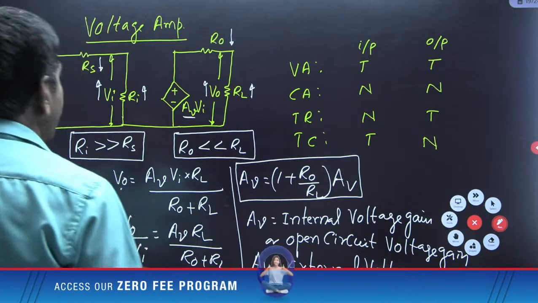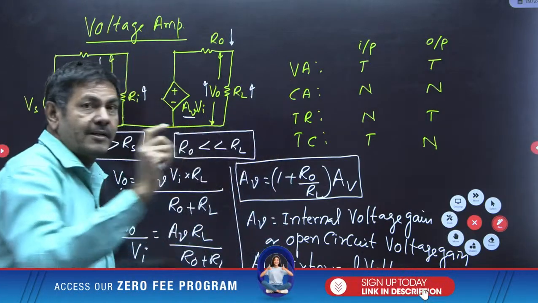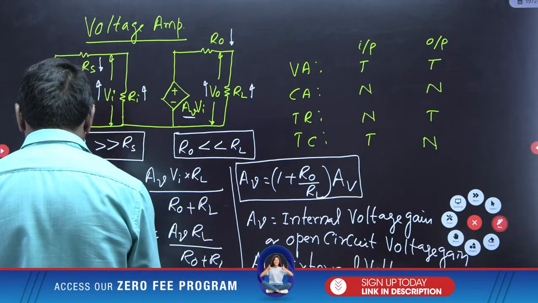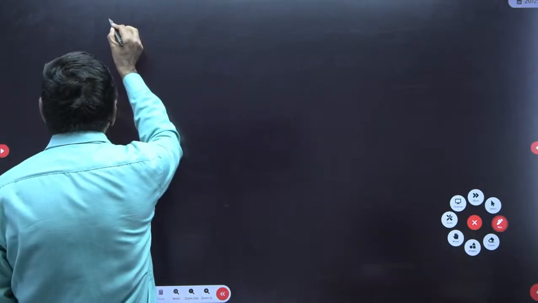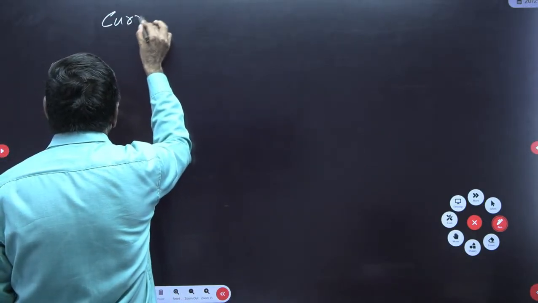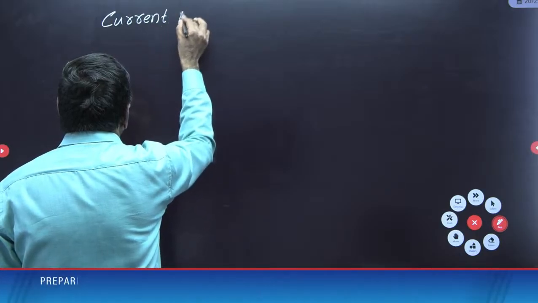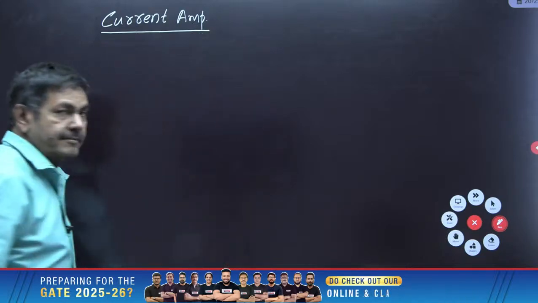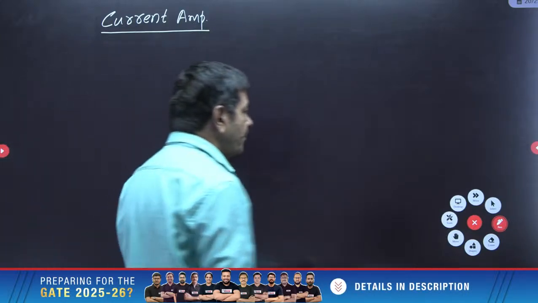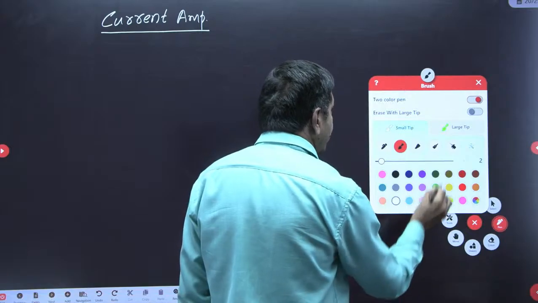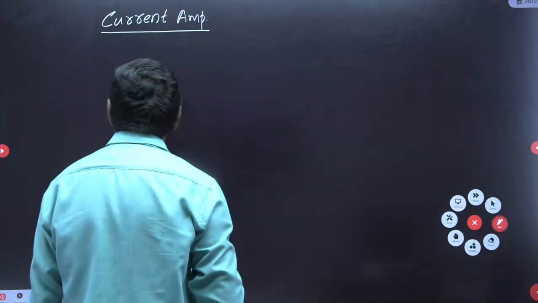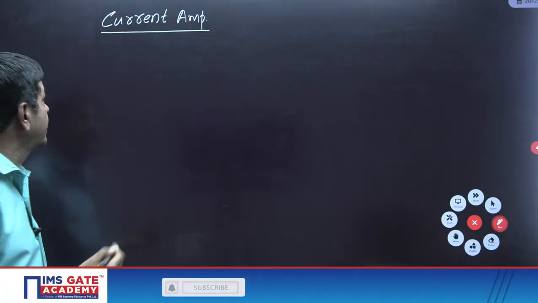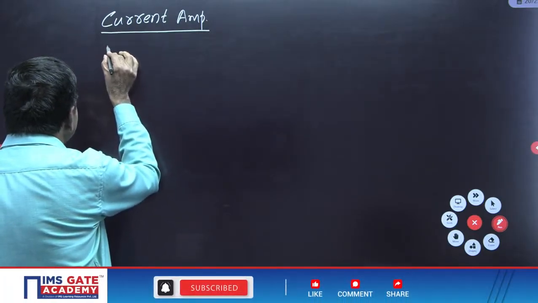Now I want to give the current amplifier, because you have to understand every amplifier. You may ask any question in the GATE, repeatedly. Current amplifier I want to take now. If it is a current amplifier, you can do it like this. The amplifier equivalent circuit I can draw. Input must be nodes and output must be nodes. Then only I can say it is a current amplifier.